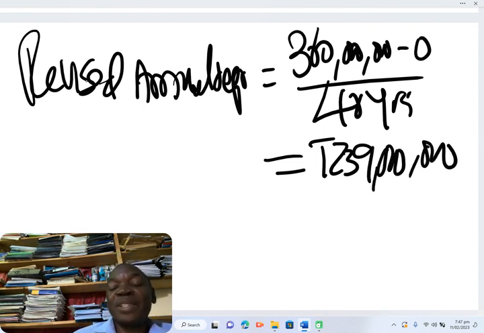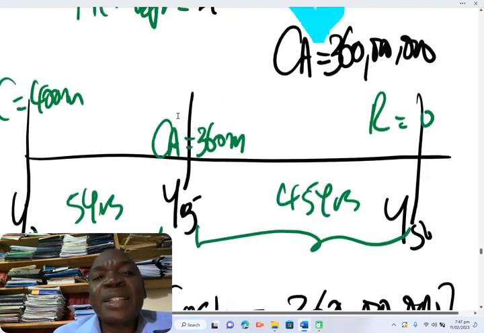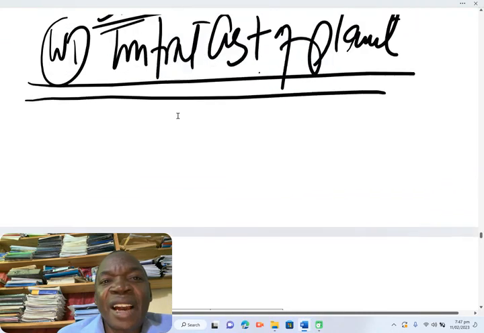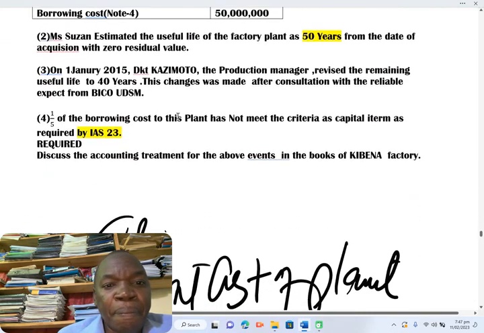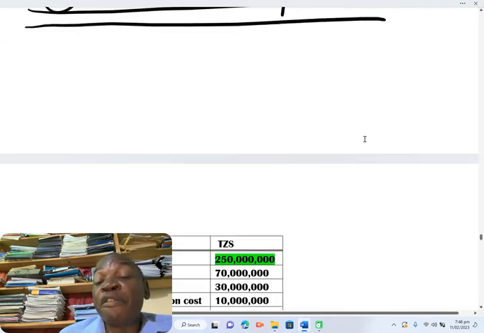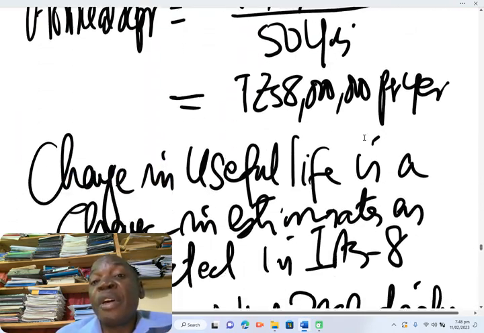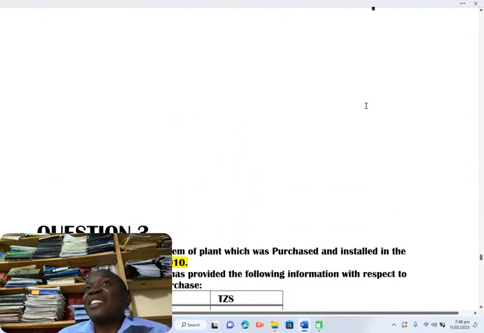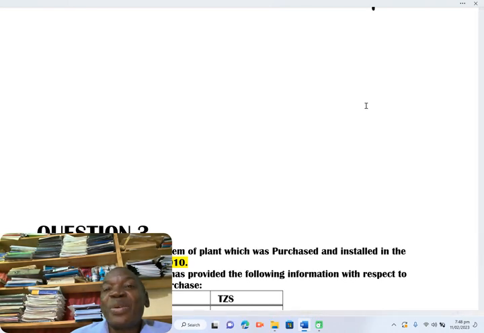So what was the question? We were being asked to do what? Discuss the accounting treatment. Which year? For Kibena factory. Actually, in year 5, there was a revision. Therefore, in year 6, there is new what? Depreciation. Hutadepreciate kwa 80 million. Utadepreciate kwa kiasi gani?